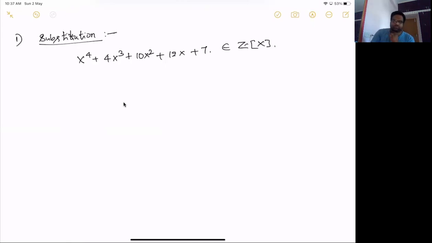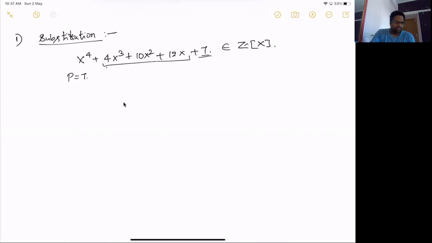So how do we proceed? You can't apply the Eisenstein criterion directly to this polynomial, because if at all you have to choose a prime, you need to choose p equal to 7, because one of the conditions is that the prime must divide the constant term. But then it won't divide any of these coefficients here. So what is the way out?